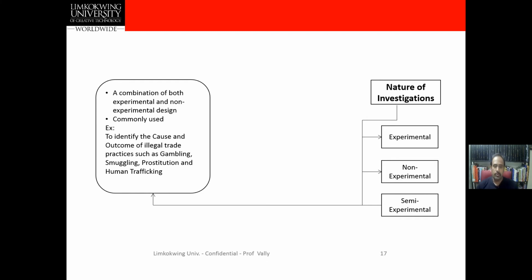The example is to identify the cause and outcome of illegal trade practices such as gambling, smuggling, prostitution, and human trafficking. So we are trying to know what the cause of these problems is and what the effect of these problems is. This is called semi-experimental.